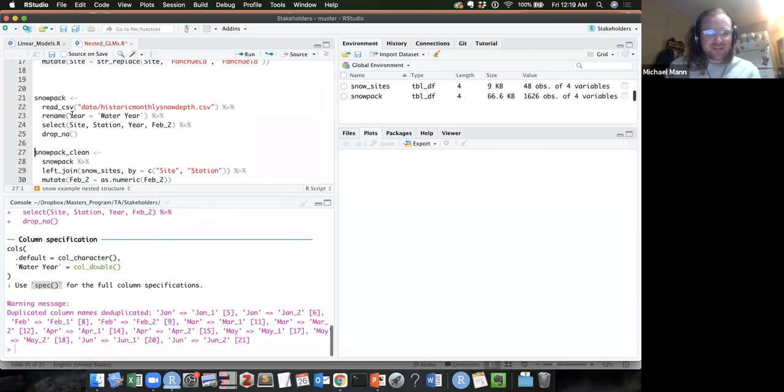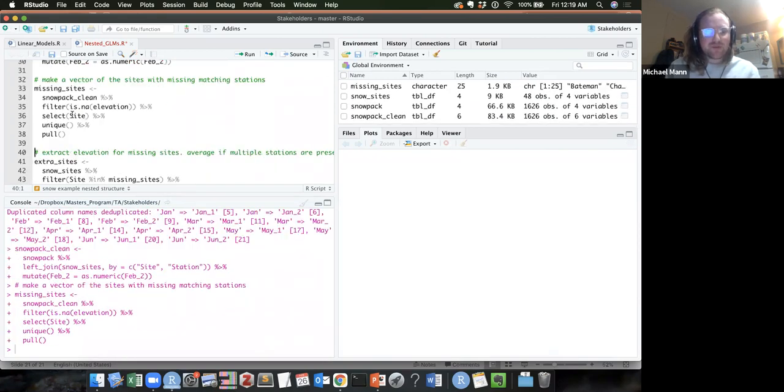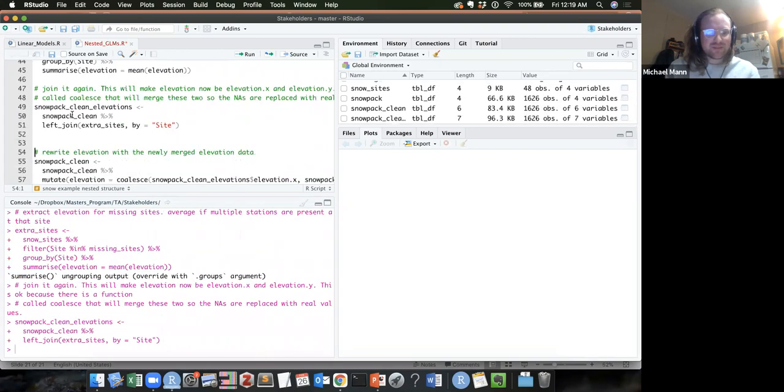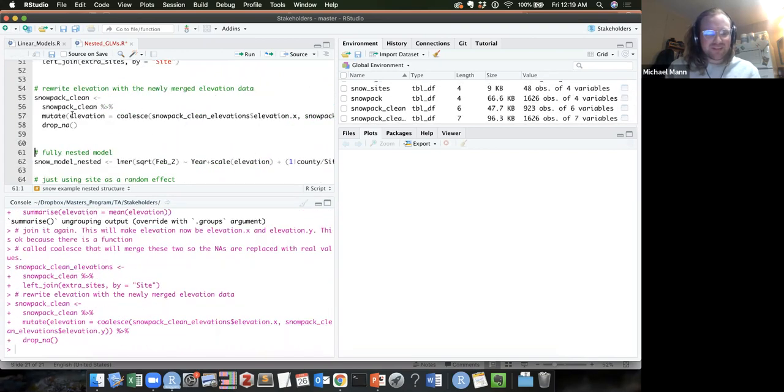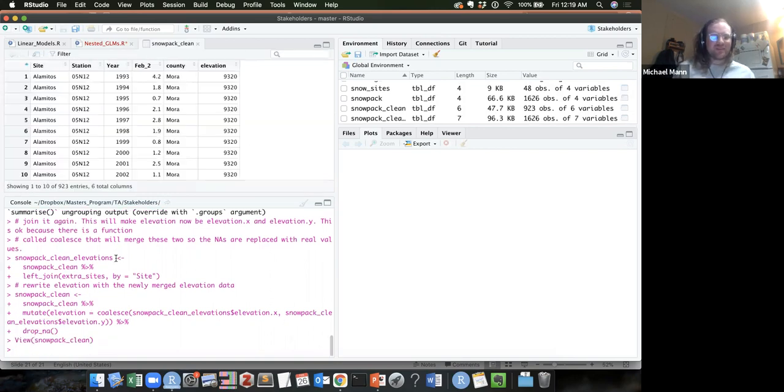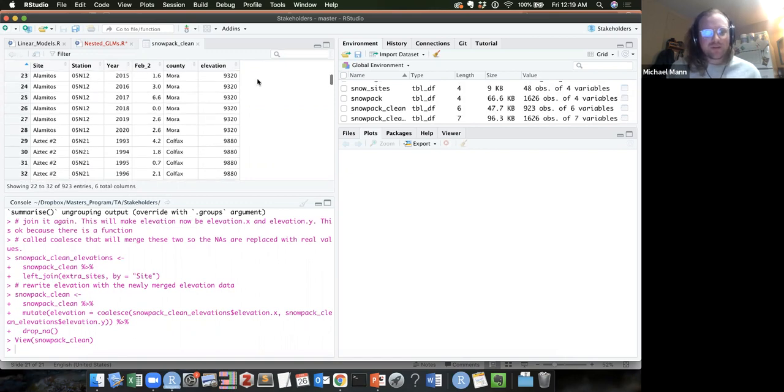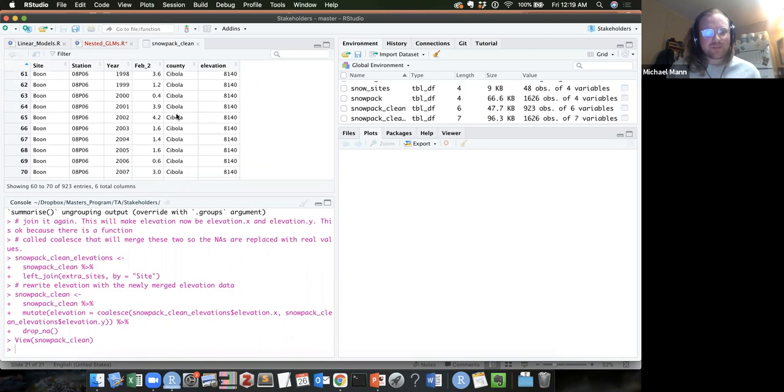So I'm just going to read in the data. This is exactly what I did before. I think the only minor thing I tweaked was that I pulled out the county data as well. Just to show you the data set I created, it's snowpack clean. We have the sites, the station that it's measured at, so we're using site, and we also have the county it's from. So this is from Colfax, Cibola. Then we have the elevation and the year, and the snowpack on February 2nd of the year.